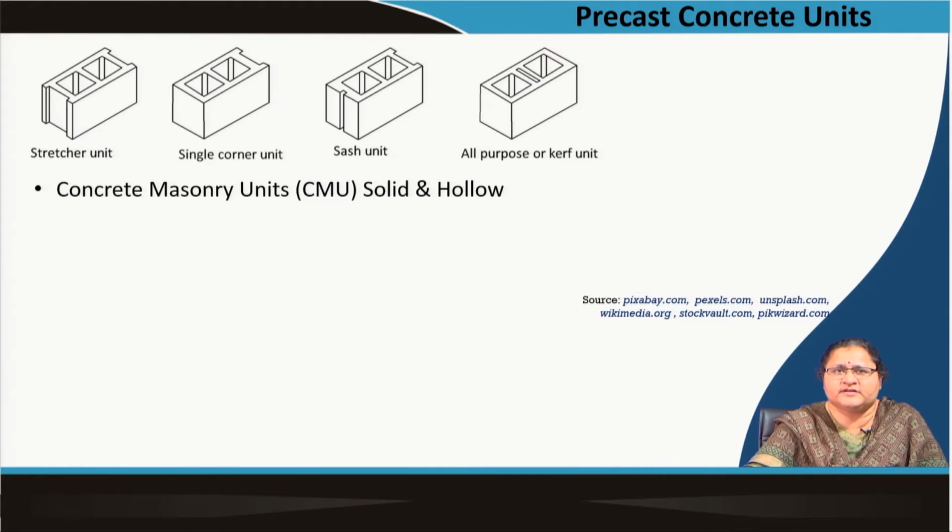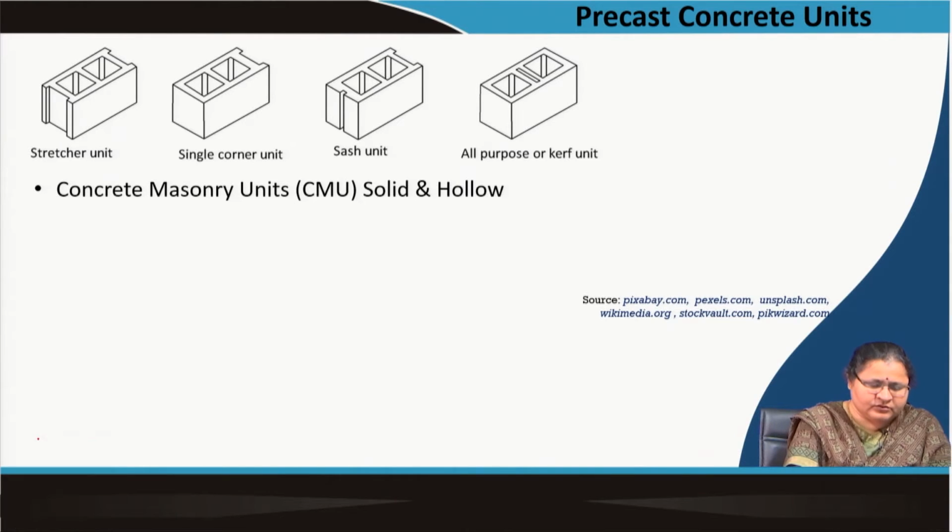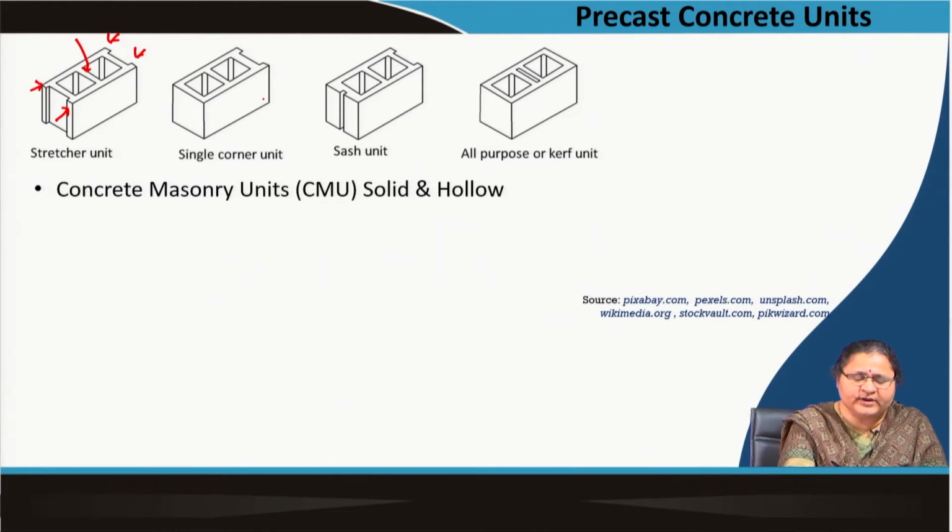Now you are seeing pictures of units which are hollow. You can see a central piece which is called the web. This is the web, and you can see some small projections at these ends. Here also there are two projections. In the next one, this is a corner unit where the projection is only at one end and this side is flat.